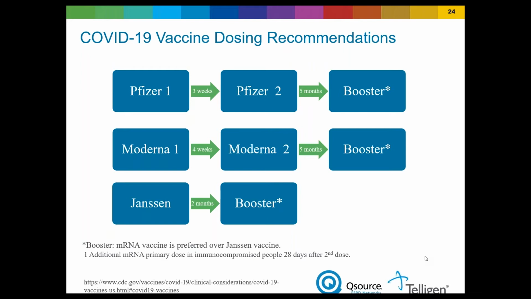All 3 vaccinations recommend a booster dose. For the mRNA vaccine, 5 months after the second dose, and for the J&J vaccine, 2 months after the first dose. In patients who are immunocompromised, an additional or third mRNA dose is recommended 28 days after the second dose. For patients who have had Janssen's J&J vaccine, the booster could be either J&J or, preferably, an mRNA vaccine.